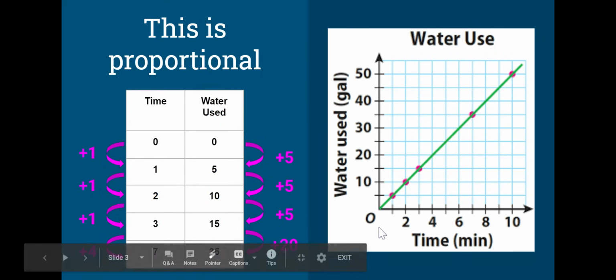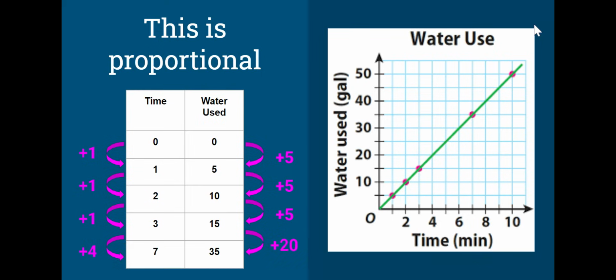And in the table, you can see it's a nice straight line. The rate is the same, so the slope is the same. But one other important thing you need to look at is, does it go through the origin? So it goes through 0, 0 in the table, and it goes through that origin in the graph, so it shows a proportional relationship.